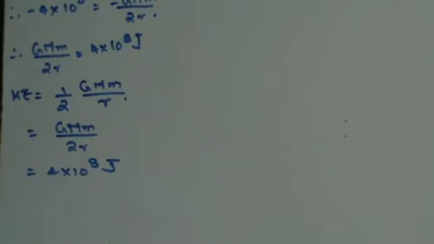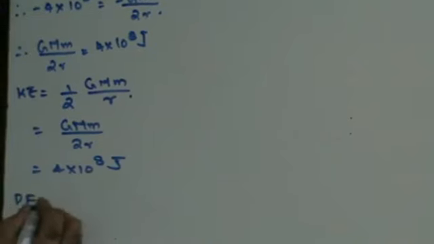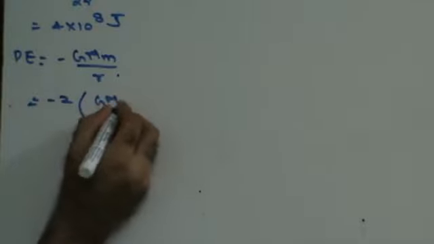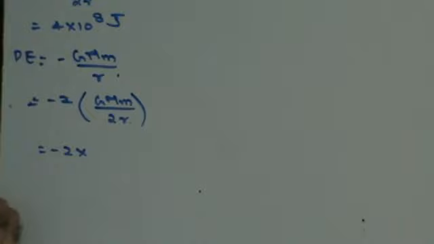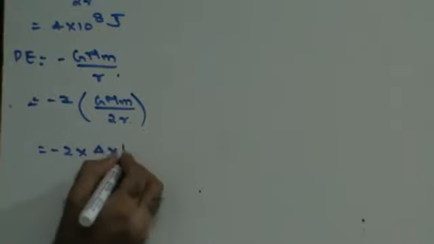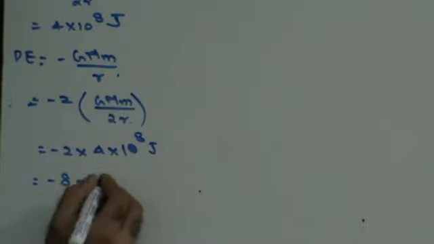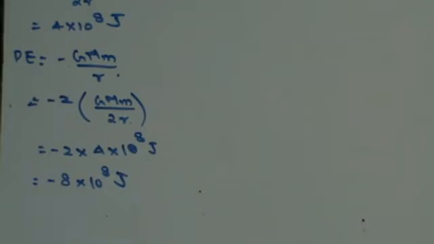Potential energy is given by the formula minus GMm upon R. Therefore I can say that this is nothing but minus 2 into GMm upon 2R, which is minus 2 into 4 into 10 raised to 8 joules. So this is minus 8 into 10 raised to 8 joules. So thus you know total energy, kinetic energy and potential energy. Fine. Take down next one please.